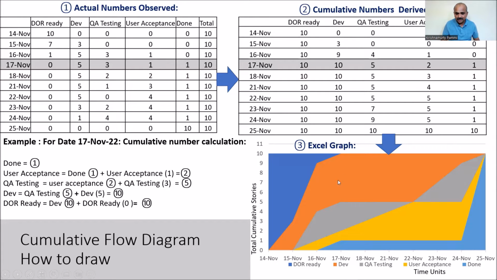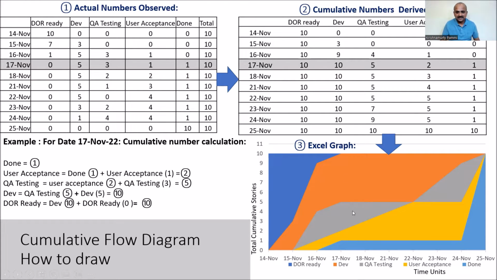So if you see this line, done is 1, UAT testing is 1, QA testing is 3, development is 5, and there are no user stories in Dev ready queue. So there is nothing. So likewise, every day you will build it. For example, if you wanted to build for 14th November, done is 0, so there is no light blue color. User acceptance testing is 0, so no yellow color. And QA testing is 0, no gray color. Development is 0, so no amber color. And then there is 10, all 10 in thick blue, which represents the Dev ready queue.